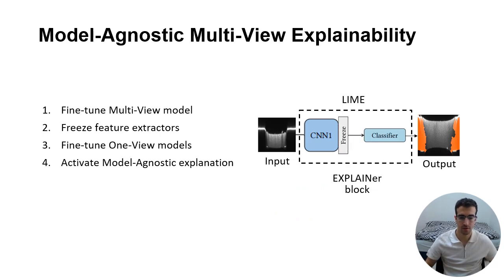And finally, we activate a model-agnostic explanation, for example, LIME. So you can see the input and the output there. The explanation results as a color of the contributing areas, and this is actually the explainable block: the CNN, the freezing of its weights, and the classifier.